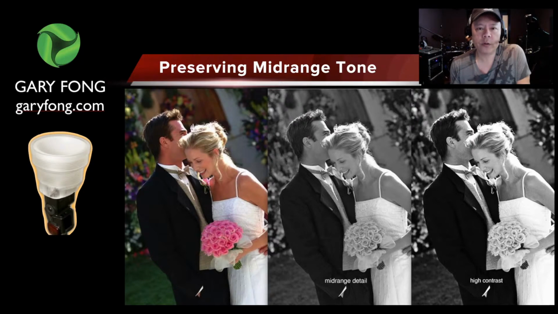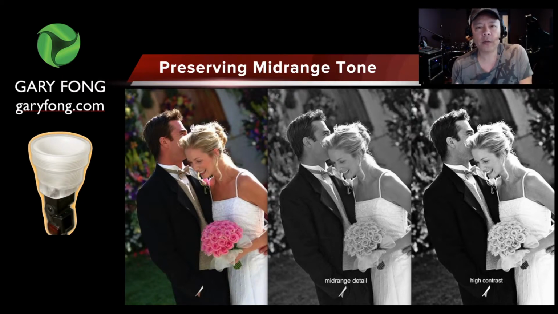You start to lose the ability to differentiate a lot of detail. For example, look at the bride's dress. On the middle one, you can actually see all the detail in the torso, but on the one on the right, you start to lose a lot of that, and a lot of it just turns into a big white splotch, and that's loss of mid-range tone.